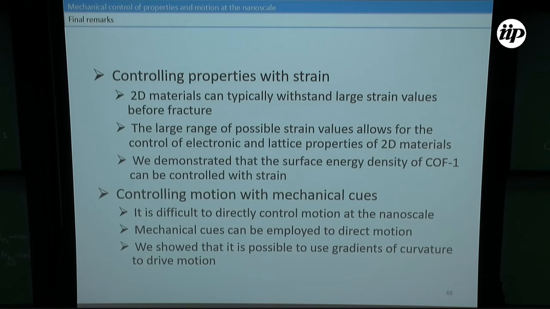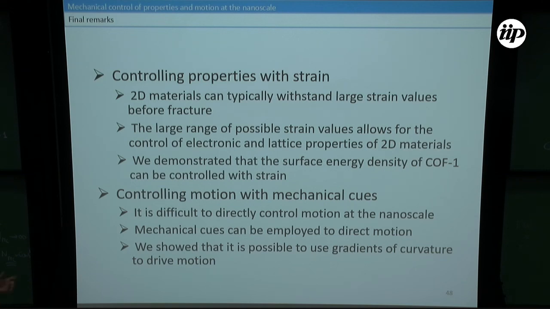So some final remarks on the first part, controlling properties with strain. I talked before that 2D materials can support much larger strain values than 3D materials typically, especially if you're talking about semiconductors. So you can have a large amount of strain values that you can play with, and you can get a lot of tunability on the electronic and optical properties of the material. And what we showed in this work is that you can actually control the surface energy if you get a proper material that has some pores, and you can pull it up.